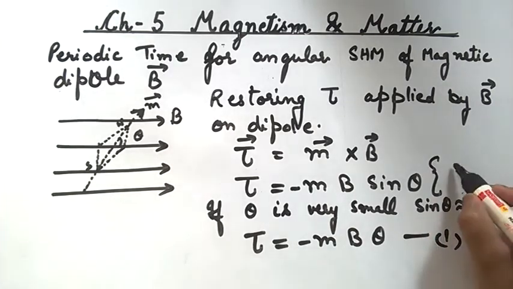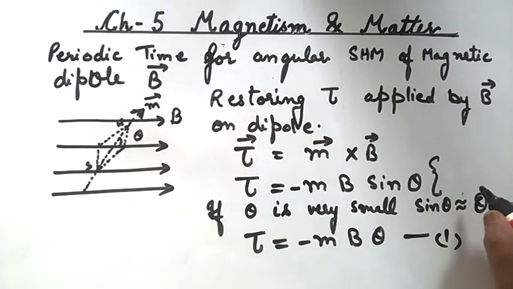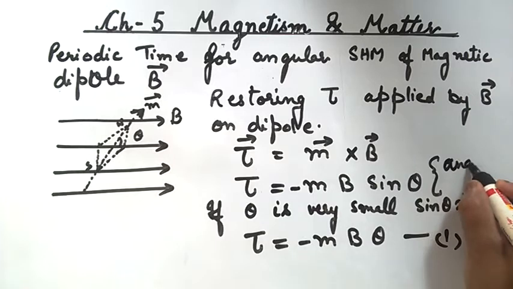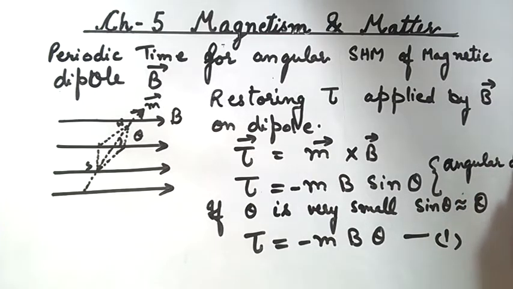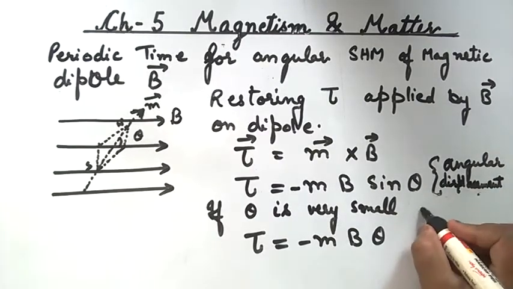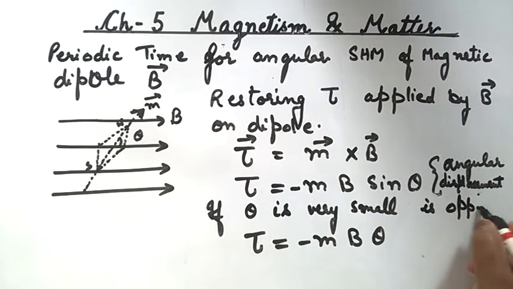Here the negative sign is because of the restoring torque. Theta, or angular displacement, is opposite to the torque, so this negative sign is there.